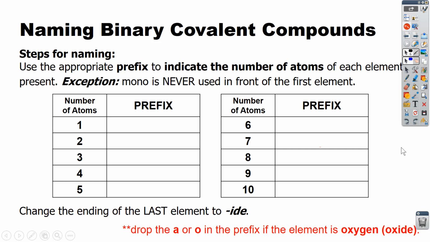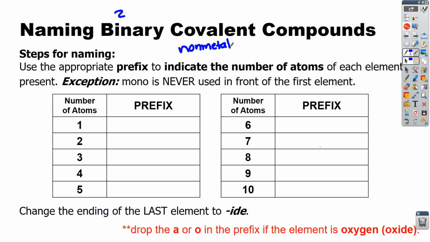Naming binary covalent compounds. Now remember that binary means 2 and covalent means that I'm going to be working with a nonmetal and a nonmetal, right? Here are the steps for naming. We're going to use the appropriate prefix to indicate the number of atoms of each element present. Note the exception. Mono is never used in front of the first element.